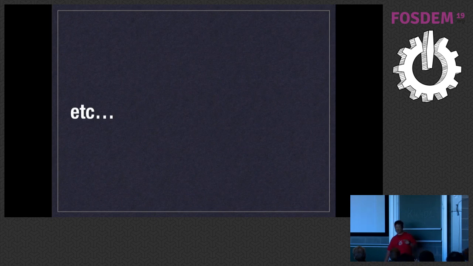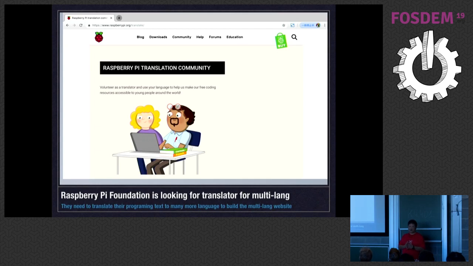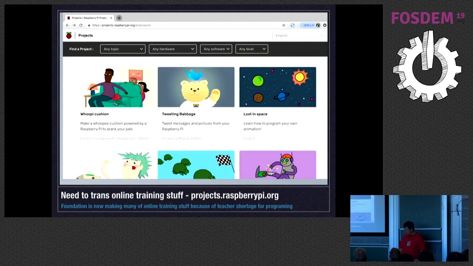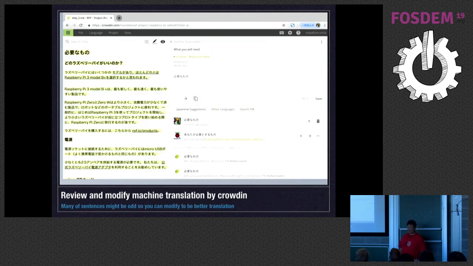And I will ask you, now the Foundation is calling for translators. They need to translate the training stack, the online training stack. Using machine translation, someone has tried OmegaT, but I think it doesn't work well, so it crowdsources into a machine translation service, and needs someone able to review and correct it in your native tongue.